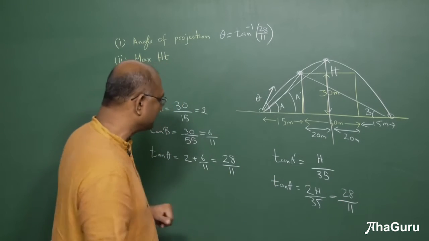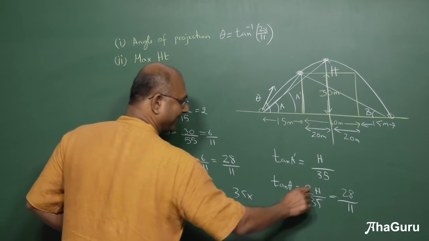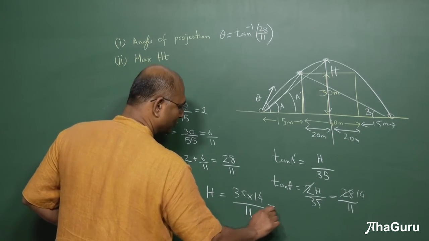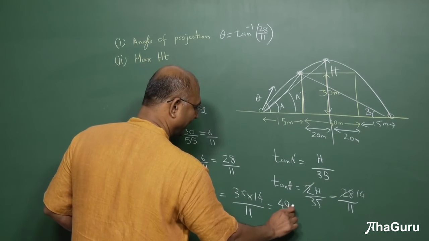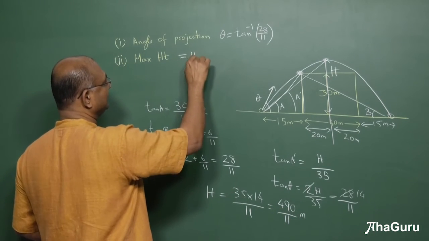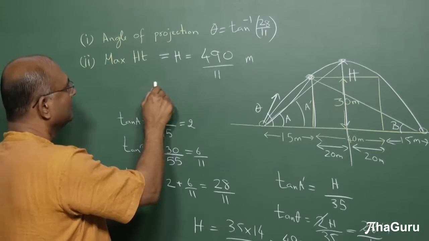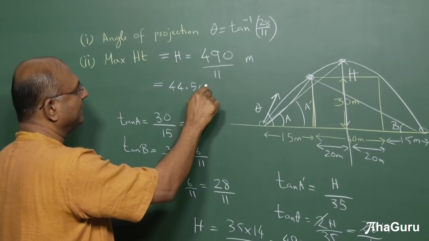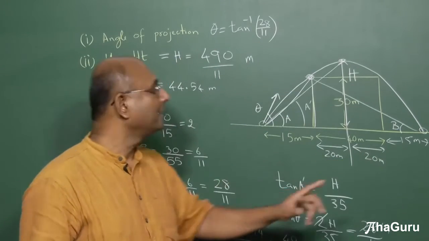And so that means I know what h is. h turns out to be 35 into, if I cancel this out, that will give me 14, right? So 35 into 14 by 11. So 35 into 14, this is 70 into 7, 7 7s 49, 490 by 11 meters. So the maximum height h is 490 by 11 meters. If I now divide 490 by 11, you will end up with some 44.54 as an approximation.